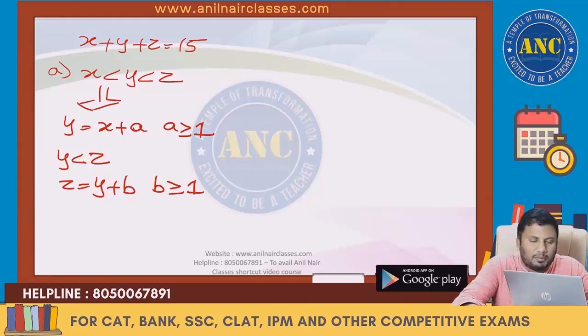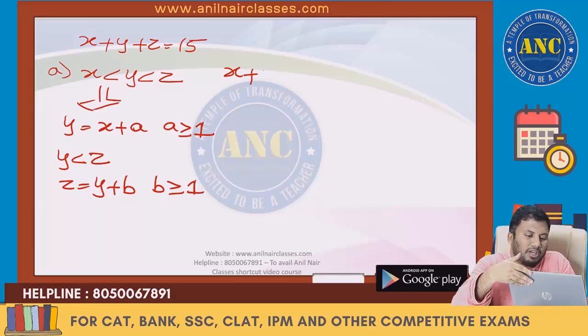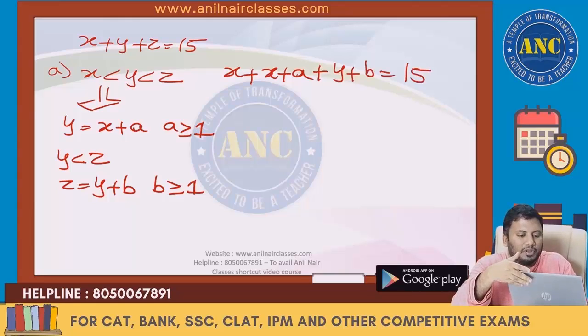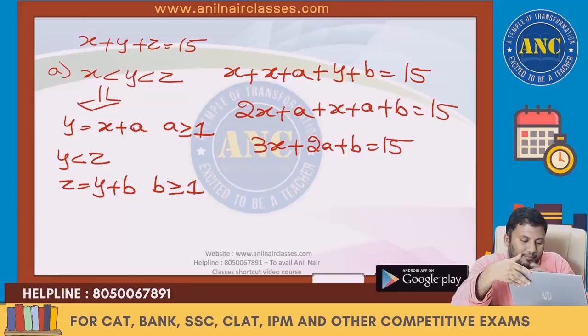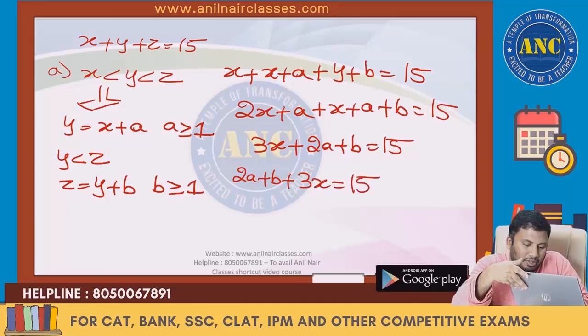The difference between the natural numbers will be 1. So x plus y is x plus a, and z is y plus b, equivalent to 15. So this is 2x plus a, and y is x plus a plus b, equivalent to 15. So 3x plus 2a plus b is equivalent to 15. I hope the idea is clear. 2a plus b plus 3x equivalent to 15.